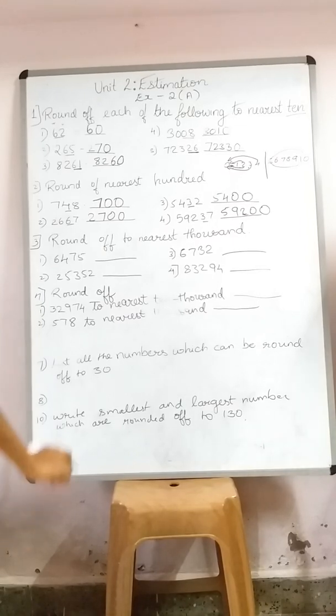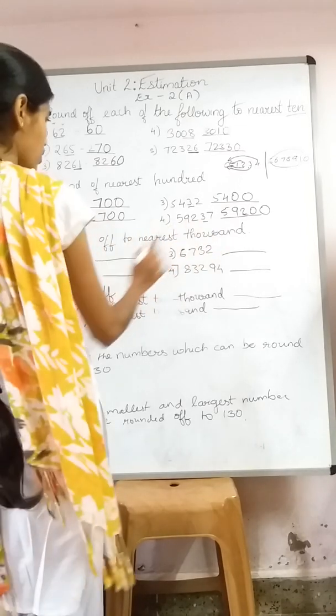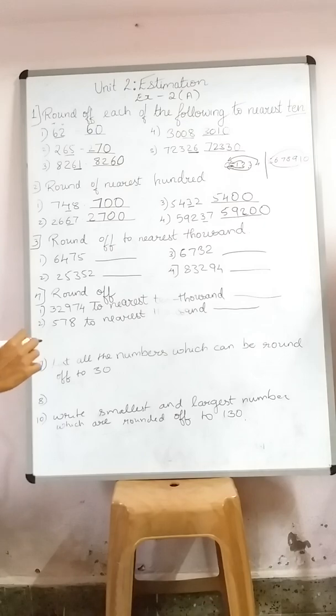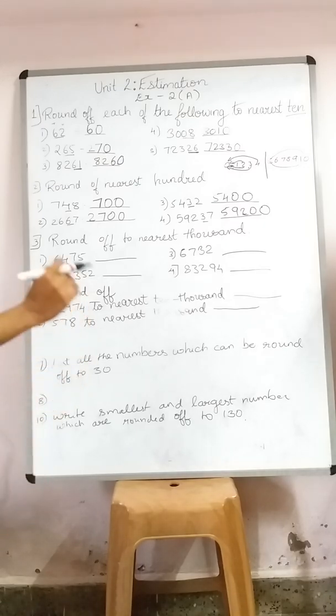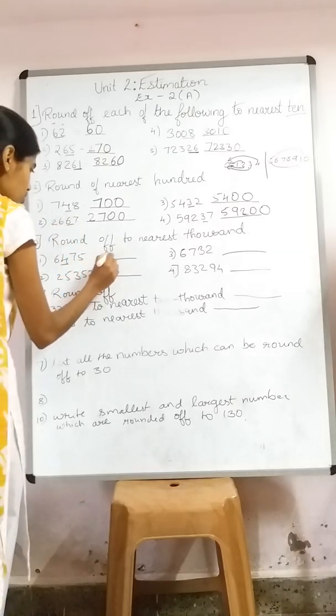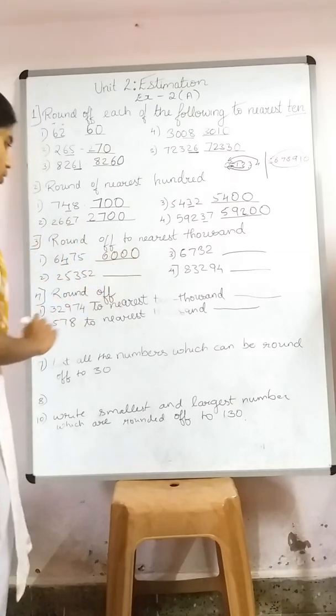Okay, so now we have round off to the nearest 1000. When you round off to the nearest 1000, concentrate on which place? Hundreds place. Now if you see the hundreds place is 4, it is less than 5. So when it is less than 5, what should you do? You should replace the hundreds place, tens place and ones place by 0. So let us do it. You should know the rules, okay?